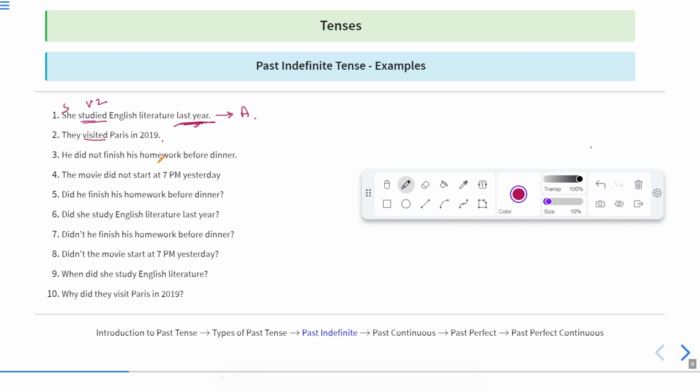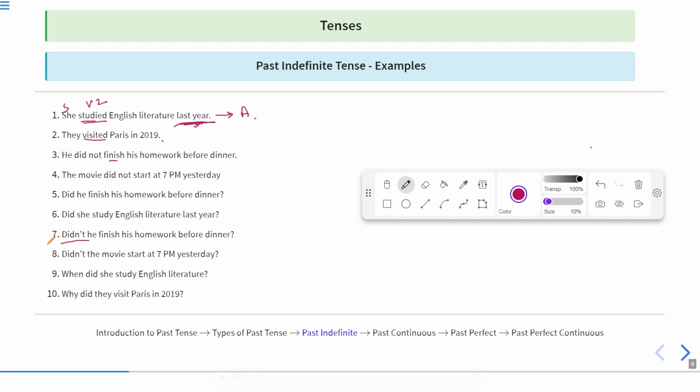He did not finish his homework before dinner. So did not shows the time of past, and finish is the first form of the verb because the sentence is negative and we have already shown the time of past with the help of did. The movie did not start at 7 p.m. yesterday. Did he finish his homework before dinner? Did she study English literature last year? Didn't he finish his homework before dinner? Now here the sentence is interrogative negative.